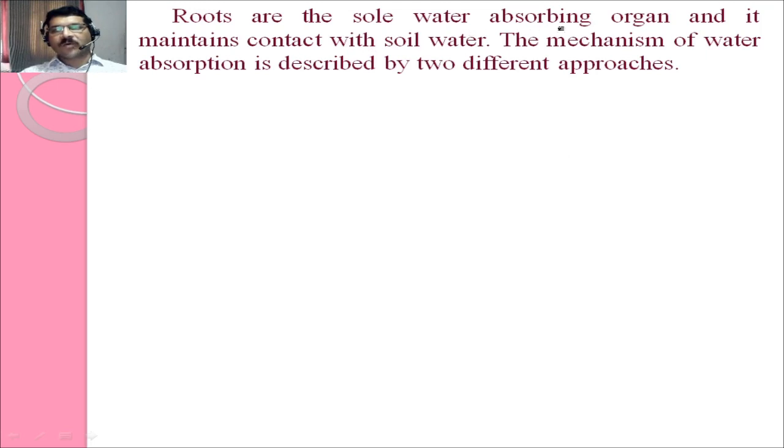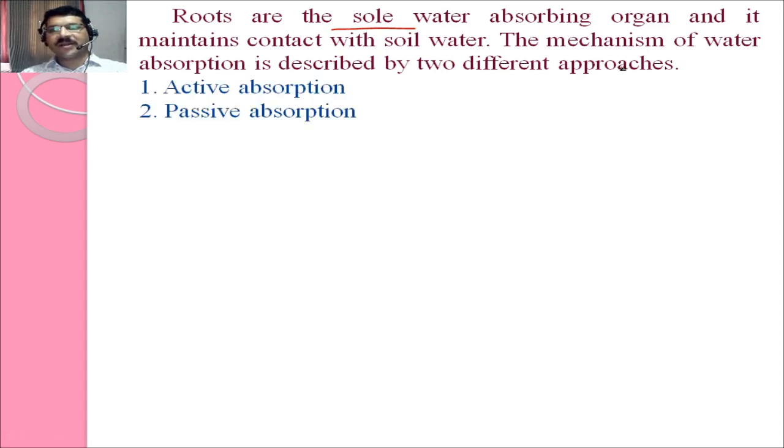So roots are the sole water absorbing organ and maintain contact with soil water, because roots are inserted into the soil and they are closely in contact with the soil water, so they are known as the sole water absorbing organ. The mechanism of water absorption by roots is described by different approaches. The first approach is active absorption of water, and the second approach is passive absorption of water. Here in this video we will learn about active absorption of water in detail.